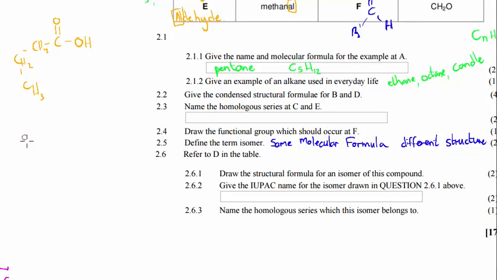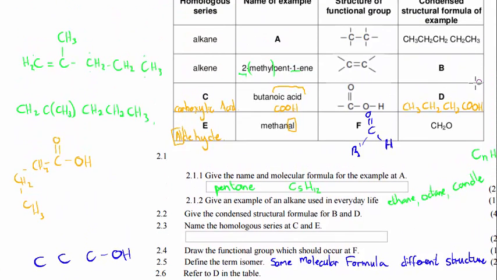Okay. For example, if it was something like that, I could maybe have the hydroxy at the end, or I could have the hydroxy in the middle. But there's only two. It's either at the end or in the middle. Those would be two isomers. They've got the same molecules, but a different structure. Okay. Here they say, refer to the 2D in the table. Draw a structural formula for an isomer of this compound. So here's D. Okay, butanoic acid.